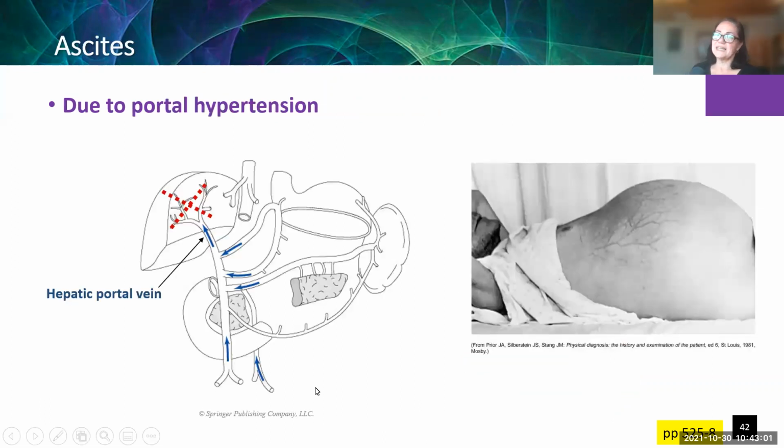All right, ascites. This one's a little bit trickier to understand. It can be traced back to the portal hypertension. And I will remind you, here's the liver, and these structures represent, for example, the stomach. It's been cut open here. The spleen. This is the pancreas, the duodenum.